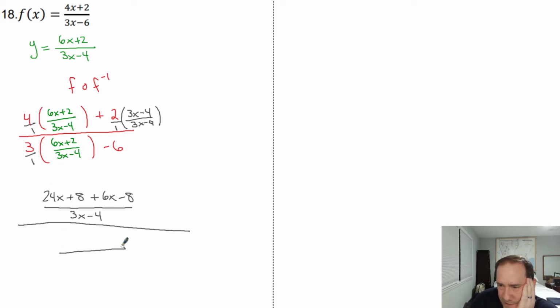So what's happening downstairs? Well, in the denominator will be 3x minus 4 again. The numerator will distribute the 3 to get 18x plus 6. Then we have to do the same with the 6. It's a 6 over 1. We need a common denominator, so 3x minus 4 over 3x minus 4. Distribute the negative 6. And up top, we see that we're subtracting 18x. And we are adding 24.